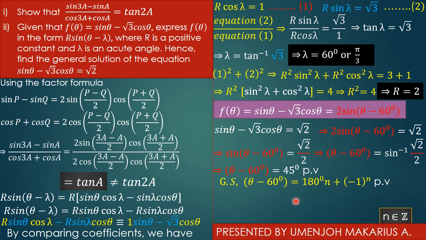Keep in mind, friends, that our principal value in this case is 45 degrees, right? So it implies that our general solution is theta minus 60 degrees equal to 180 degrees n plus -1 to the power n, then our principal value, which is 45 degrees. So this is the general solution of our equation. You can leave it in this form. It is preferable.